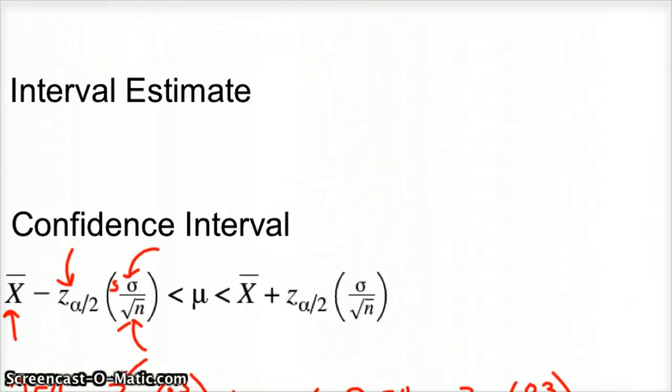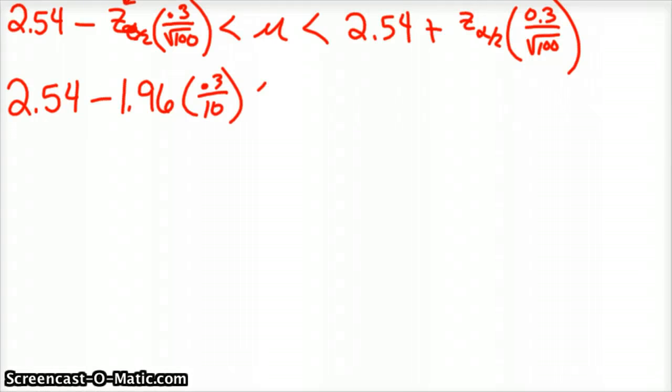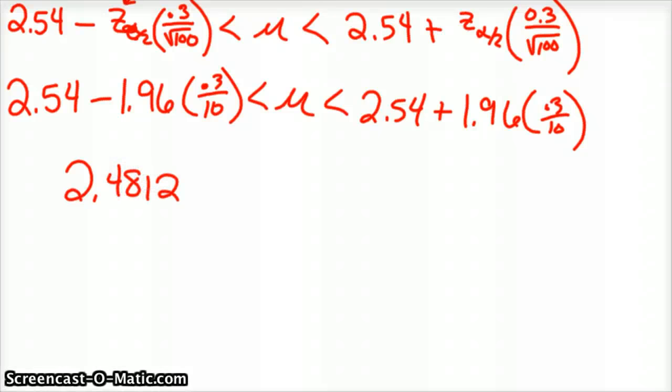I think I was at the bottom of this page. Yep, there it is. So now we know that to find our confidence interval, it's 2.54 minus 1.96 times 0.3 divided by 10, because that's the square root of 100, is less than mu is less than 2.54 plus 1.96 times 0.3 divided by 10. And so you get out your calculator, you do all the calculations, and you get 2.4812 is less than mu is less than 2.5988.